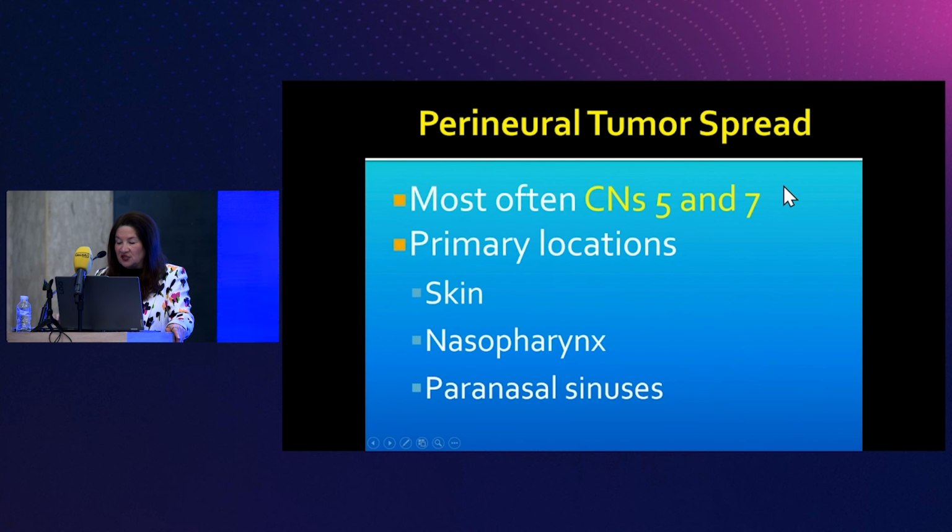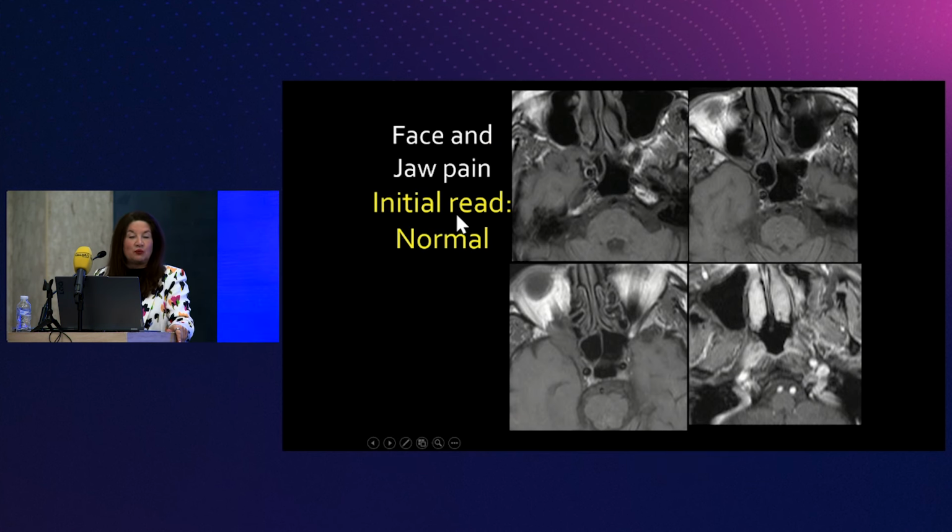It most commonly affects cranial nerves 5 and 7, primary locations. You don't just stop at, oh, I see perineural spread. You gotta find the primary. You wanna look at the skin, you want to look at the nasopharynx, and you want to look at the paranasal sinuses. This was a patient with jaw pain that was read as normal.